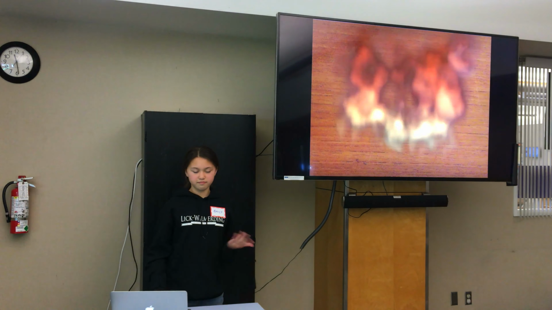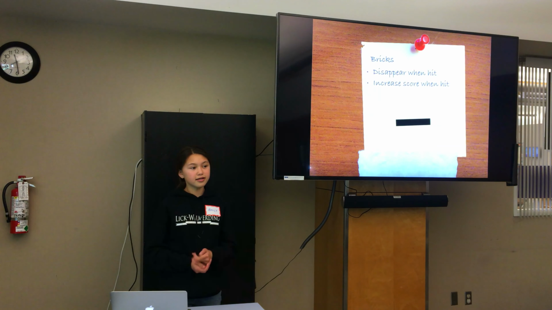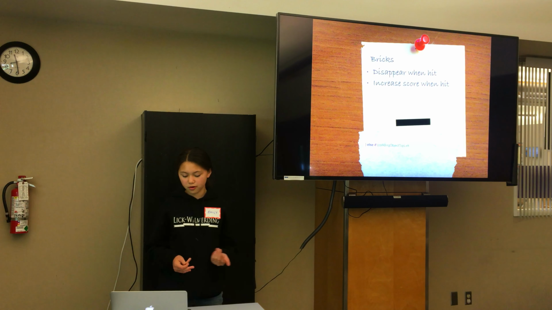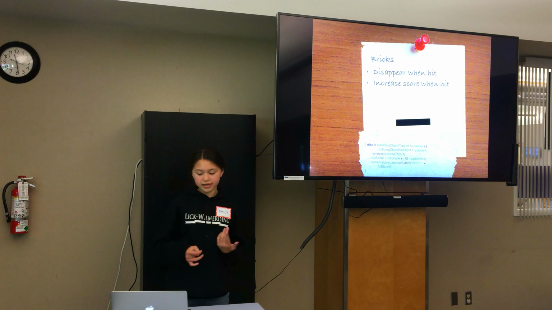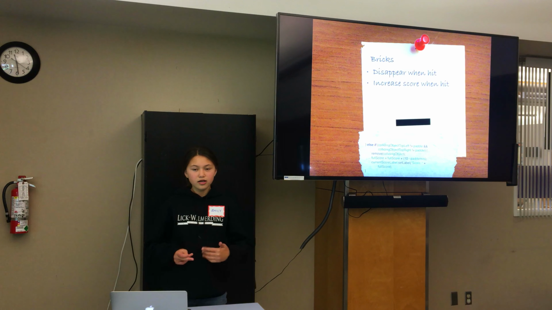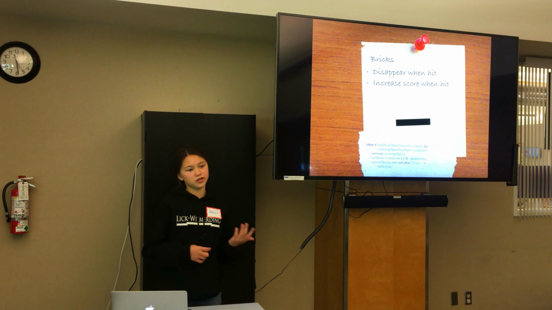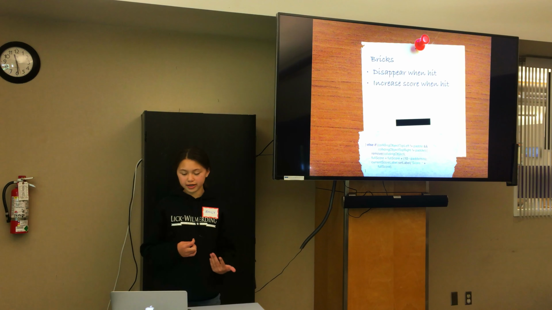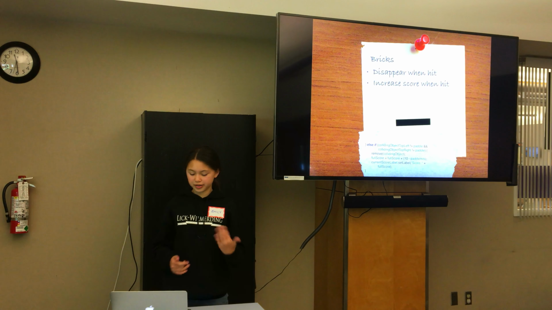So the next element that I used was the bricks, as I said before. And these had to disappear and increase the score when they were broken. So this is the code that I used. The general idea behind it was that when the ball hits an object that is not the paddle, because the paddle is the only other object besides the bricks, then it must be a brick. And so then it would have to remove the object that it's hitting and increase the score by a certain amount.